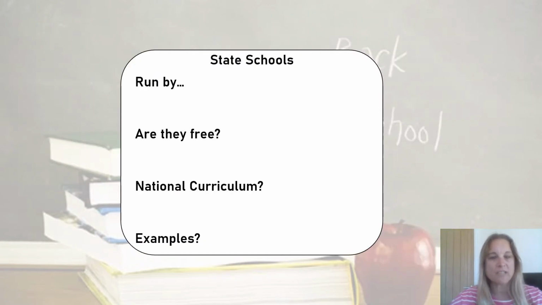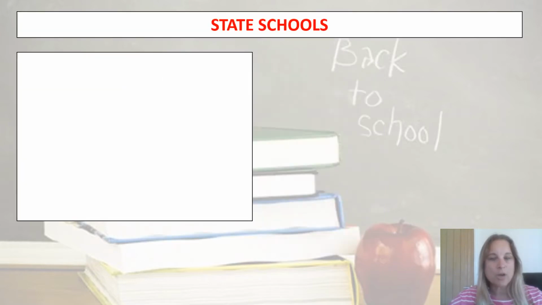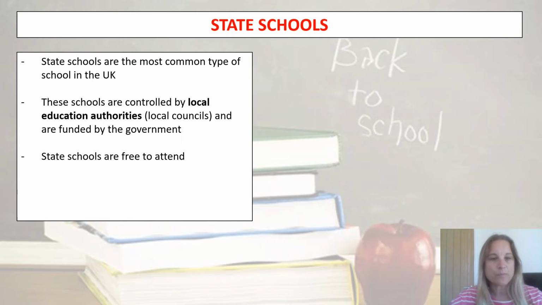So for each of them, that's an example of the state school one. Each of them, you need to find out who they're run by, are they free, what their national curriculum looks like, or whether they even follow the national curriculum, and then some examples in the local area of these types of schools. So, state schools first of all.